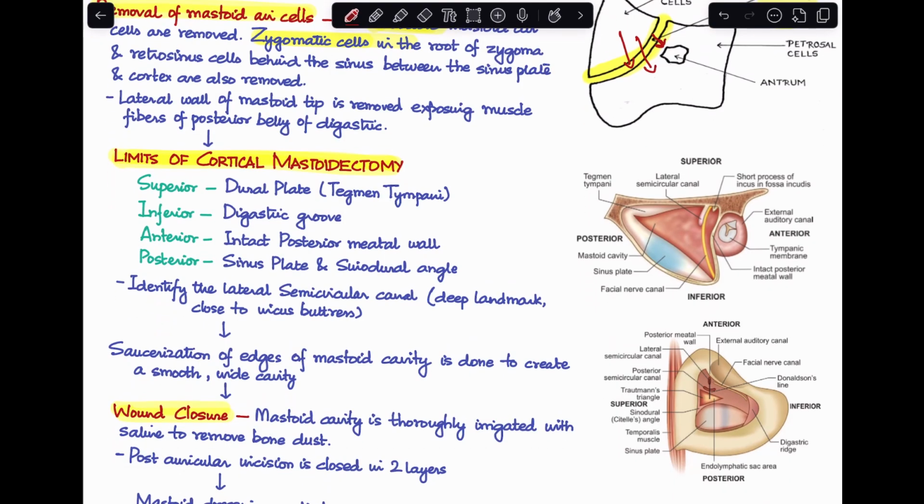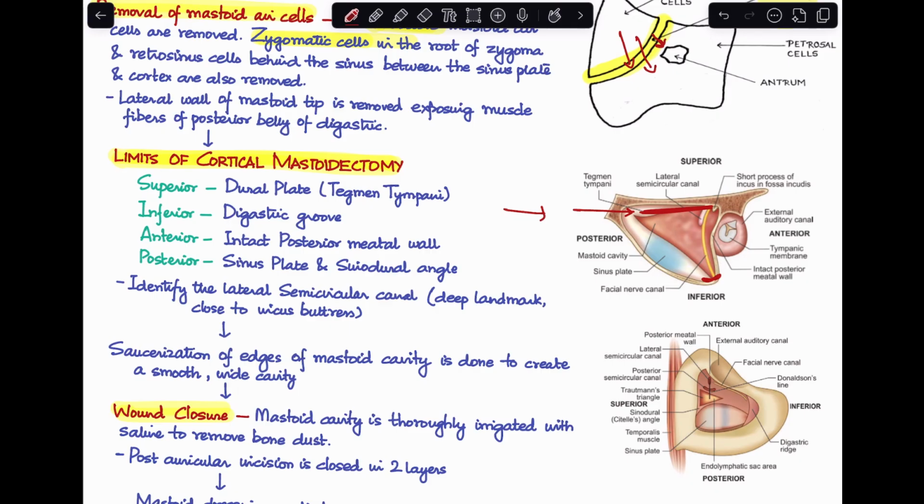So it is important to know what our superior, inferior, anterior, and posterior limits are while we are performing cortical mastoidectomy. Let's look at the image over here. Our superior limit would be the tegmen tympani or the dural plate. We should not breach this at all, because then we'll end up reaching the dura and injuring the brain. Next, the inferior limit is the digastric groove, which we just discussed above.